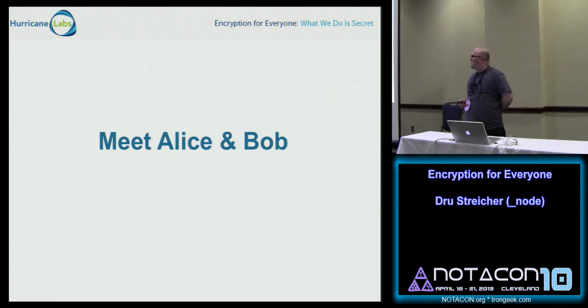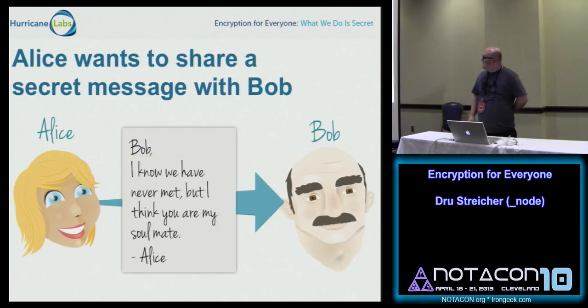The next section, we're going to talk about Alice and Bob. Alice and Bob are kind of like the typical examples that you always use when you talk about cryptography and encryption. We're going to meet Alice and Bob. This is Alice, and this is Bob. Alice has a very secret message that she wants to tell Bob.